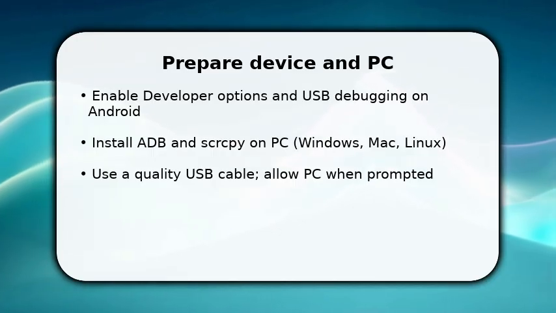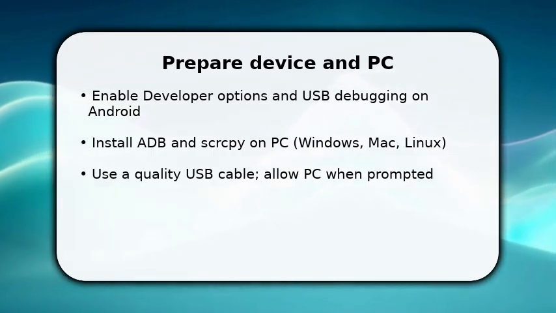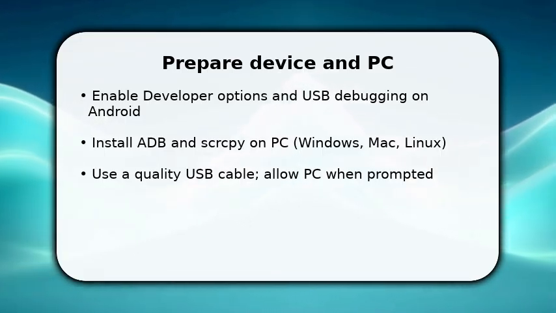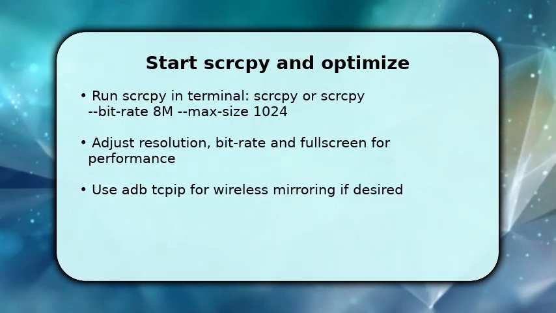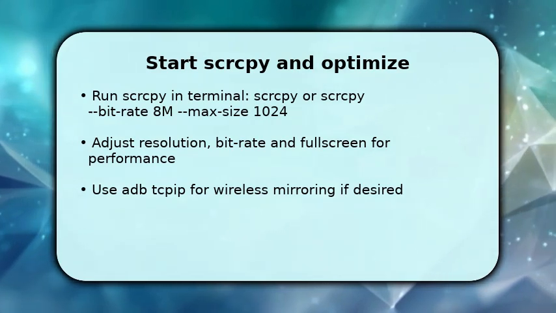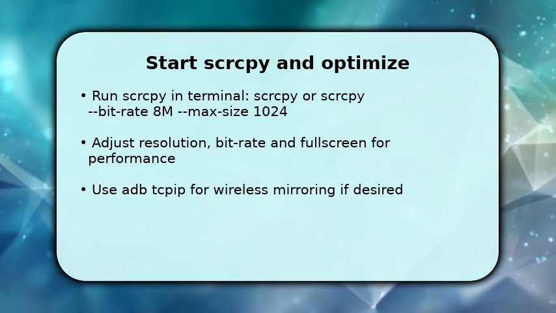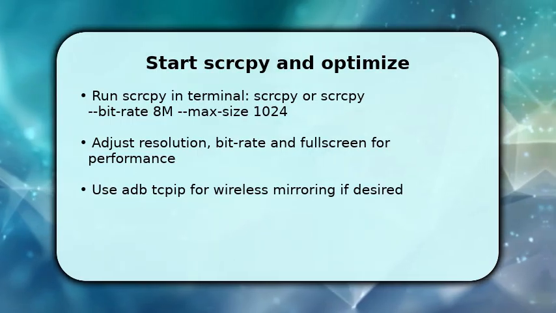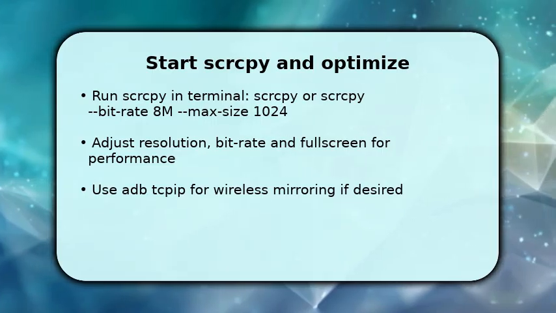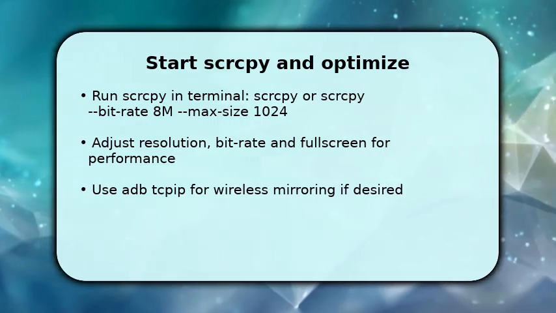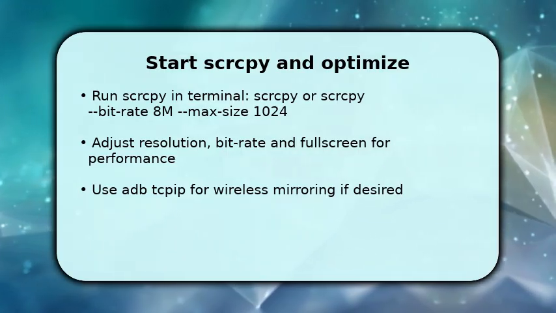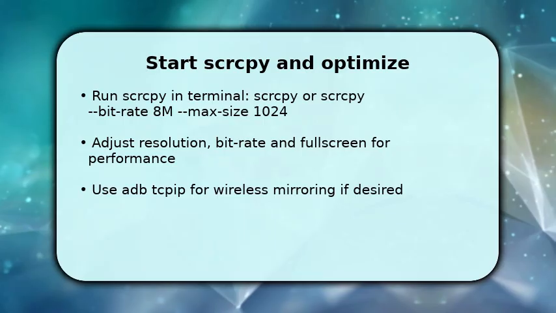Once connected, open a terminal and run adb devices to confirm the phone is listed, because if it isn't, SCRCPY won't start. Now launch SCRCPY with default or tuned flags. For example, scrcpy --bit-rate 8M --max-size 1024 to reduce lag on slower machines. This streams the phone screen via ADB, so lowering max size and bitrate improves smoothness. Once running, you can interact with the phone from your keyboard and mouse.